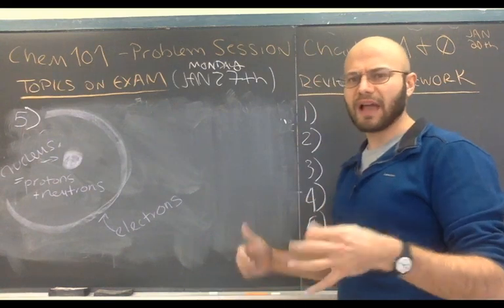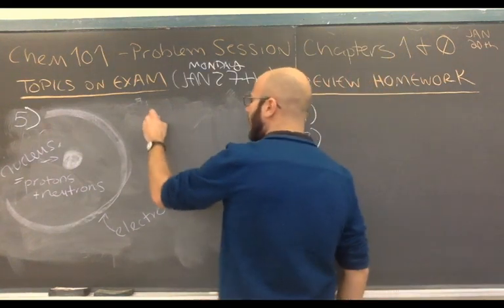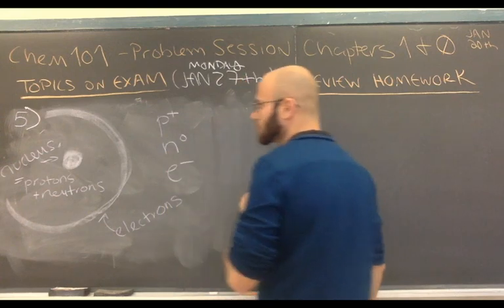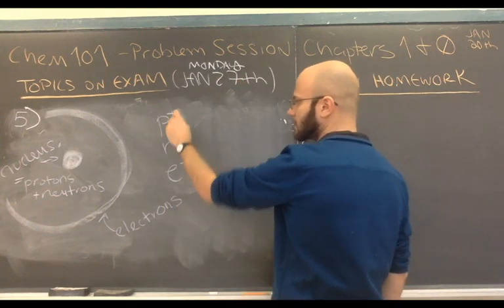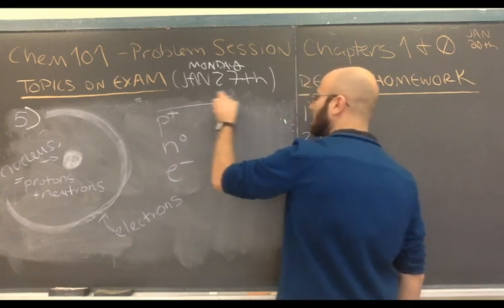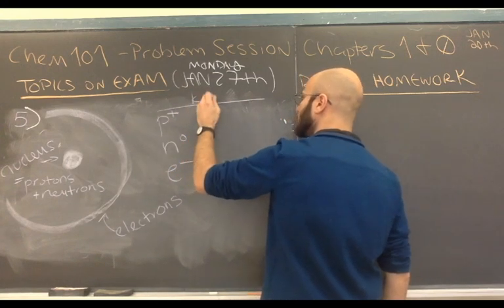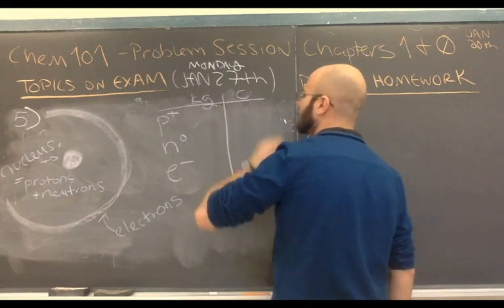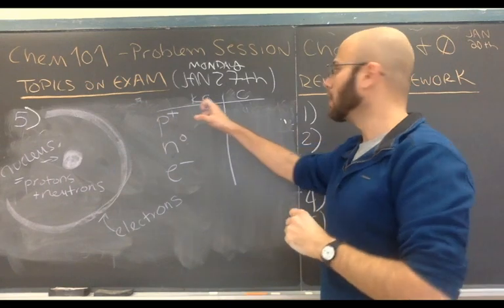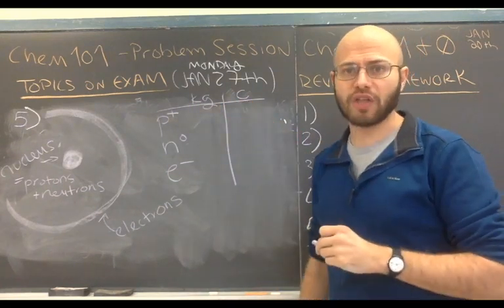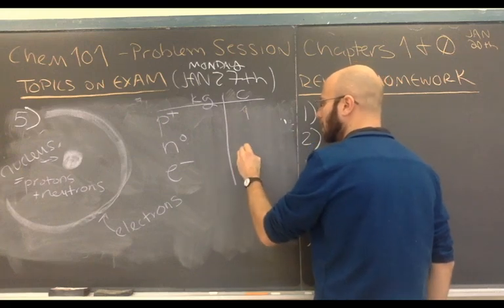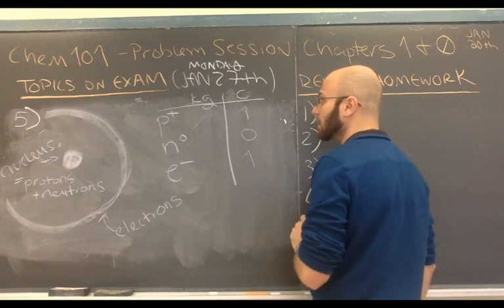So to kind of simplify this idea in some ways, I like to make a little chart. So we have symbols for each of the components, right? Protons are positive, neutrons are neutral, electrons are negative. And then we're going to have kg and then C in this case. So this is going to be distinguishing how massive they are versus how charged they are. And so we'll start with charge. We know they have roughly a charge of 1, a charge of 1, and a charge of 0.